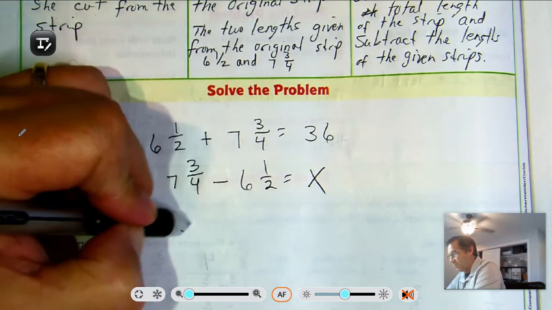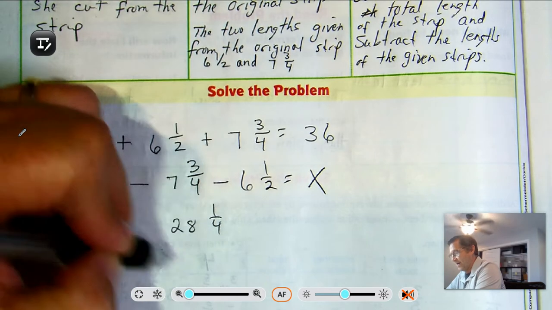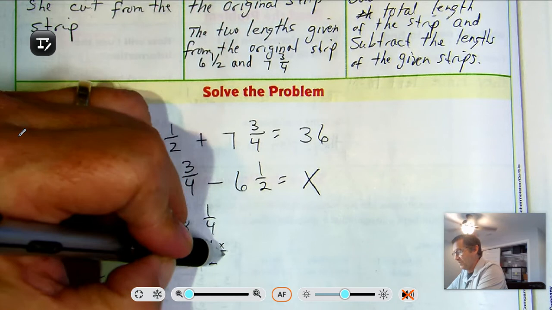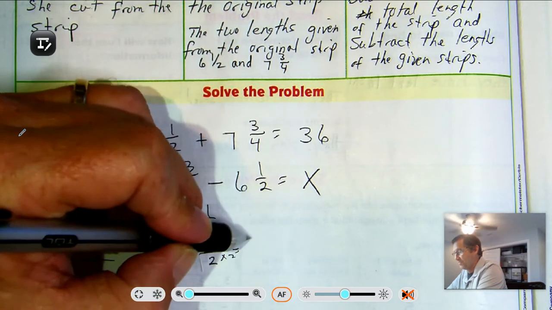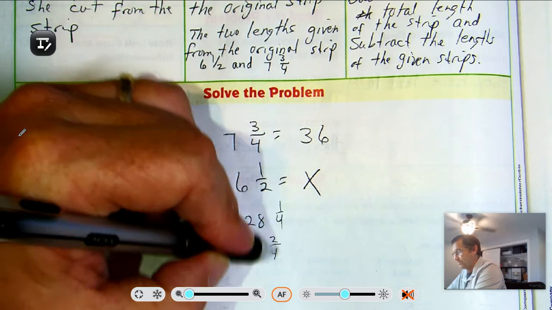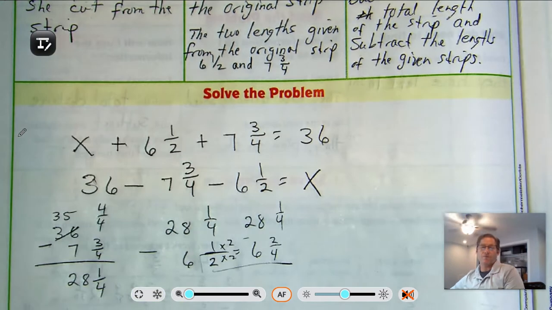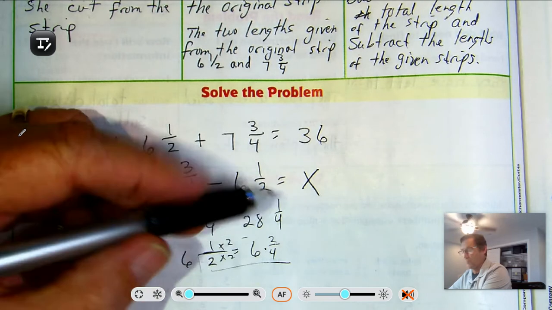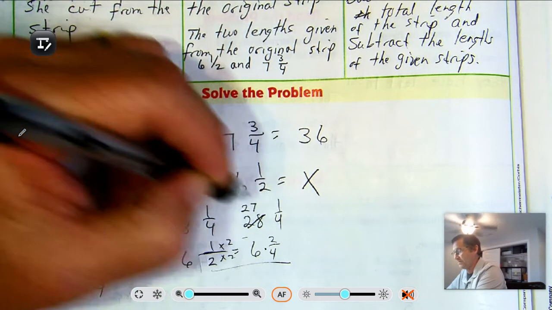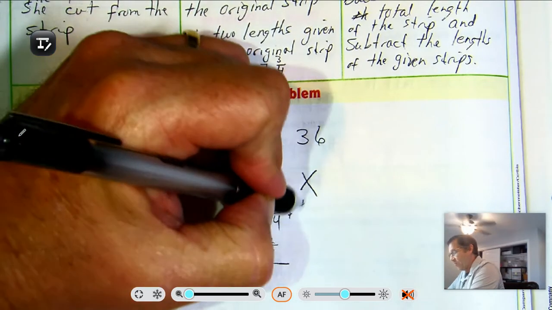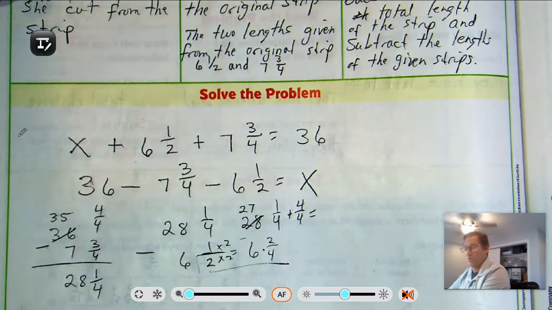So 28 1/4 minus 6 1/2. I can turn 1/2 into fourths by multiplying by 2. So 28 1/4 minus 6 2/4. I can't take 2/4 from 1/4, so I'll rename using one of the ones from 28, and I'm going to add 4/4 to the 1/4.